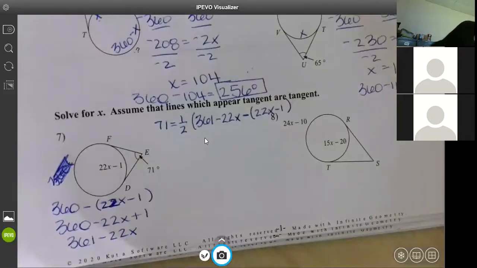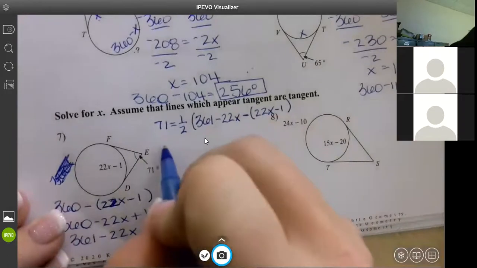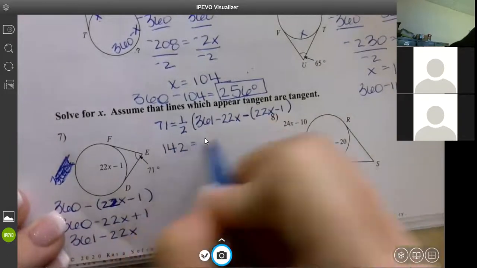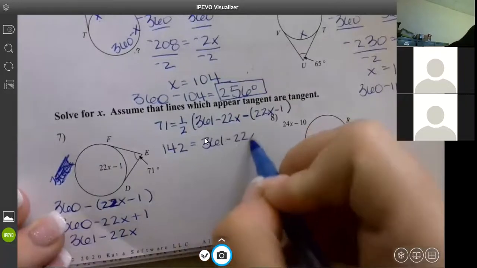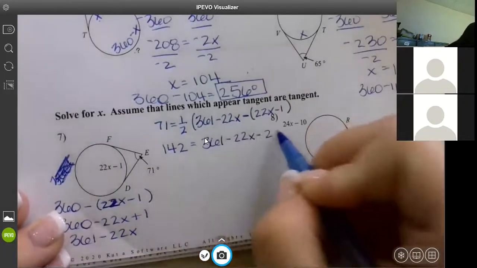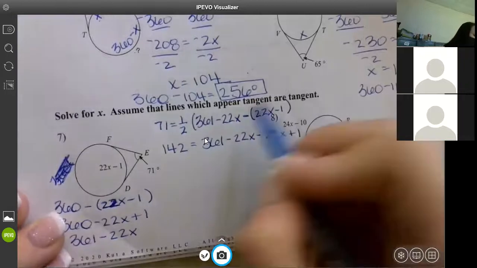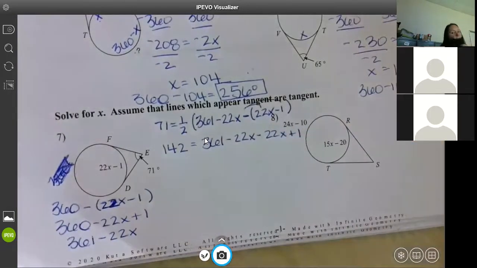I don't think this is right. Did I screw something up? We're going to keep going. This is going to be a no solution. All right, so when I finish this out, 142 equals 361 minus 22x. No, it's not. Minus 22x plus 1. I have to distribute the negative. Sorry.